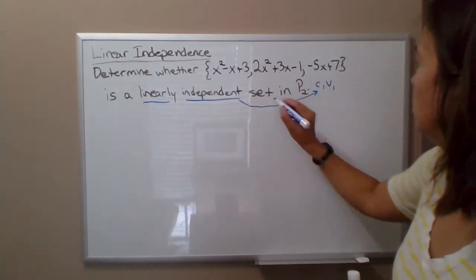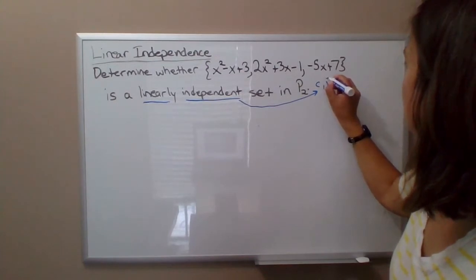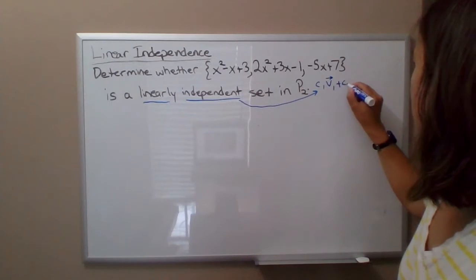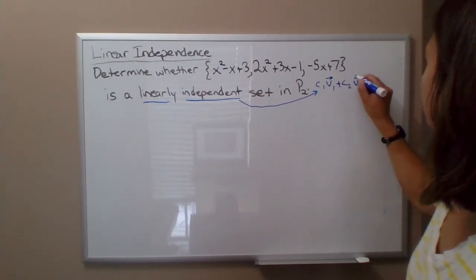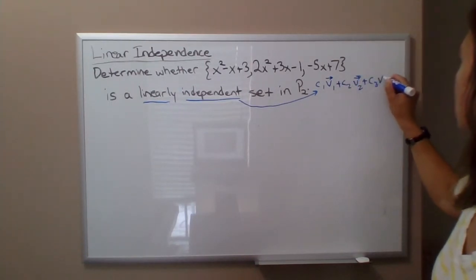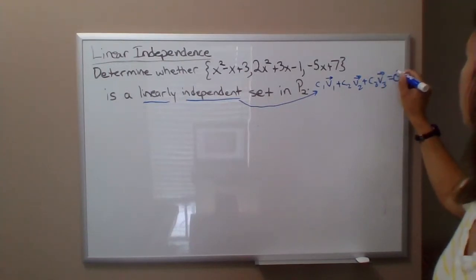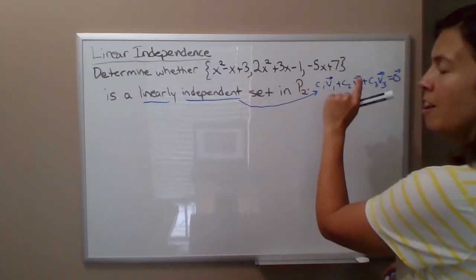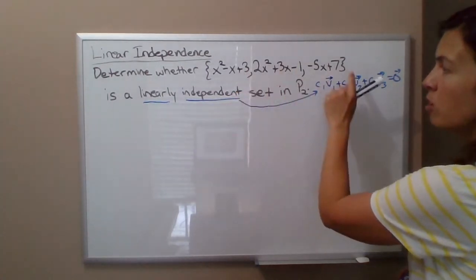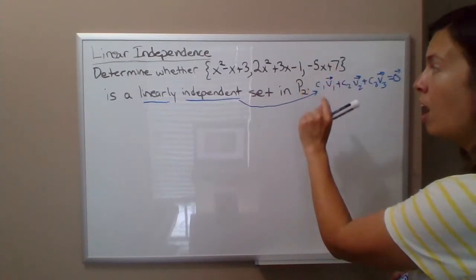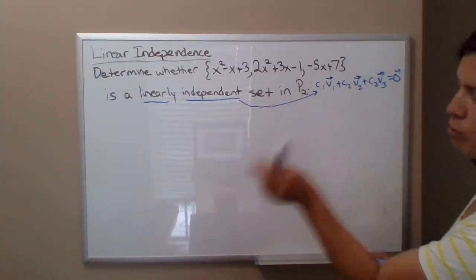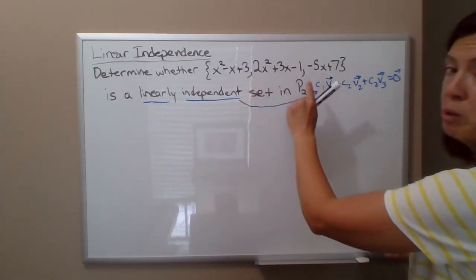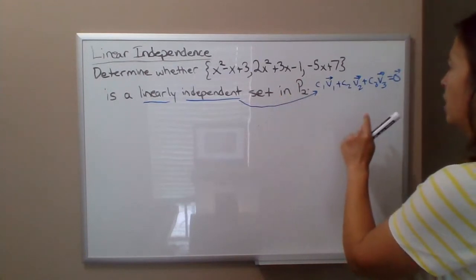So we want to work from that definition again, which is the equation C1 times vector 1, which again, vector in this case refers to the polynomials, plus C2 times our second polynomial, I'll call it V2, plus C3 times the third polynomial equals the 0 vector. If this has only the trivial solution, then the polynomials here are linearly independent. If there is a non-trivial solution, so say C1 is -1, C2 is +3, then that means that these polynomials are linearly dependent.